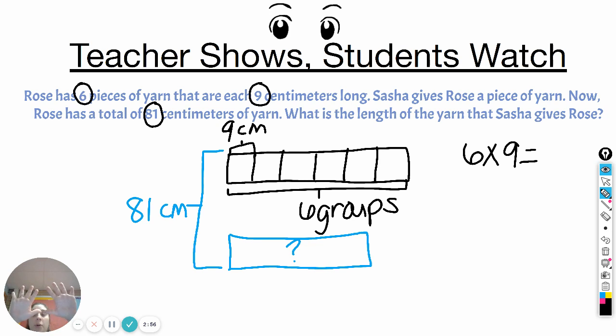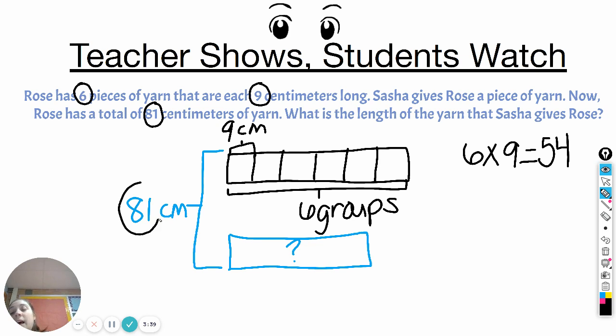I'm going to look at the other number, which is 6, and count 1, 2, 3, 4, 5, 6. Put down that finger. How many fingers are up on this side? 5. And how many over here? 4. Remember, I'm looking to the left of my finger, which is 5: 1, 2, 3, 4, 5. And I stop at the finger. And after my finger, there's 1, 2, 3, 4. So my answer is 5 and 4, which is 54. So we know that Rose starts with 54 centimeters of yarn.